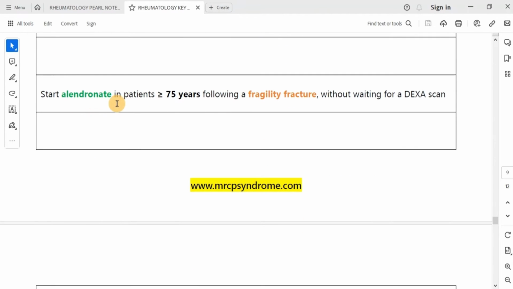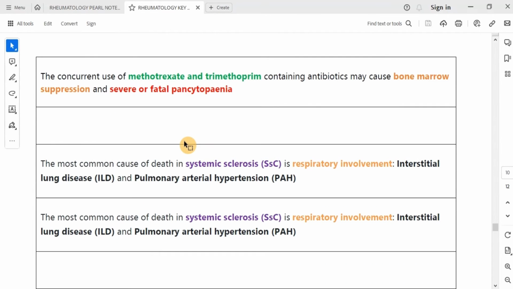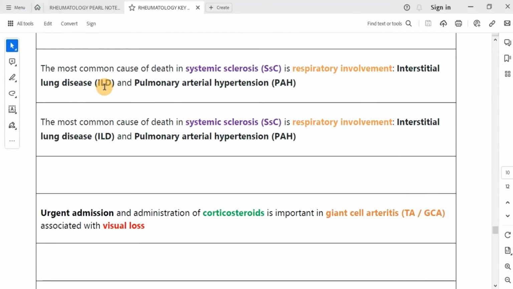Start alendronate in patients greater than or equal to 75 years following a fragility fracture without waiting for a DEXA scan. The concurrent use of methotrexate and trimethoprim-containing antibiotics may cause bone marrow suppression and severe or fatal pancytopenia. The most common cause of death in systemic sclerosis is respiratory involvement, interstitial lung disease, and pulmonary arterial hypertension.